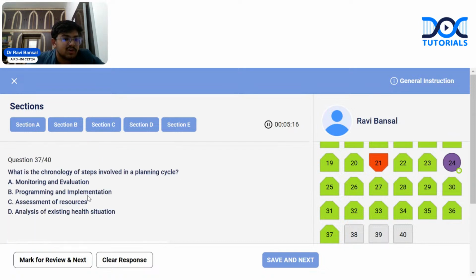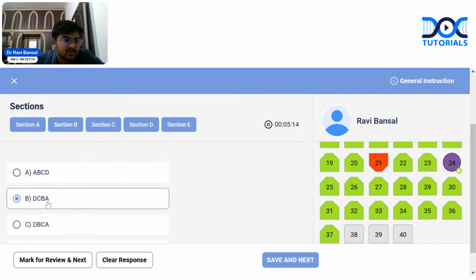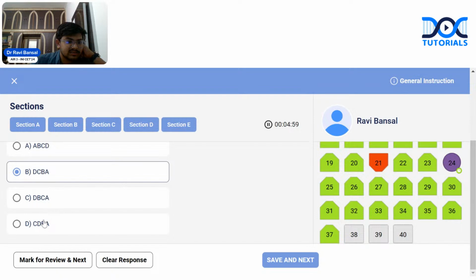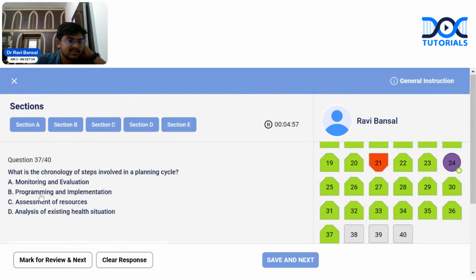Analysis, monitoring and evaluation obviously will go at the end. So A is ruled out. I'm not sure whether assessment of resources comes first or analysis. Obviously, first in the cycle we do the analysis of the situation, then we see the resources, then we make the plan. So obviously C is ruled out. So DCBA is looking more correct to me.